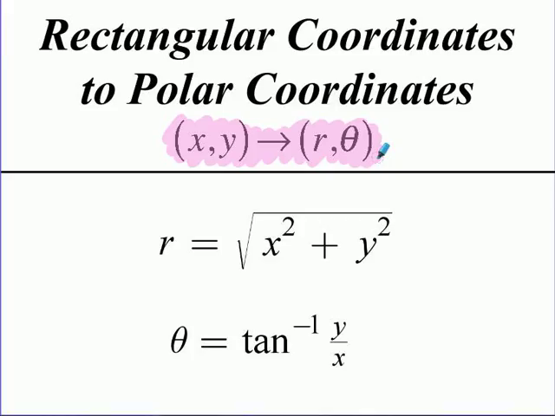So now how I find r is I'm going to use the square root of x squared plus y squared. And how I find theta is I'm going to take the inverse tangent of y over x. Now I'm actually going to show you a way that I like to do this where I maybe don't need to remember the formulas, where I could just look at a picture and figure it out from there.